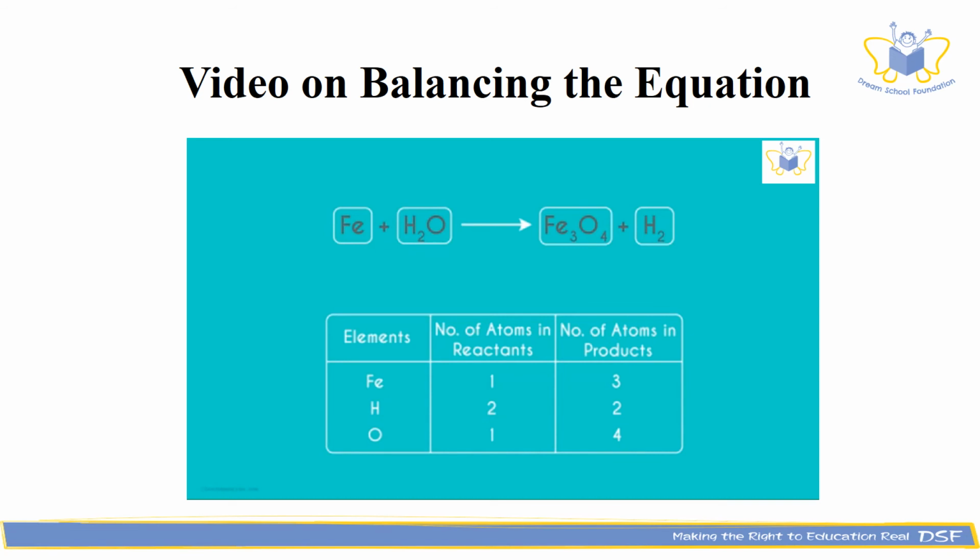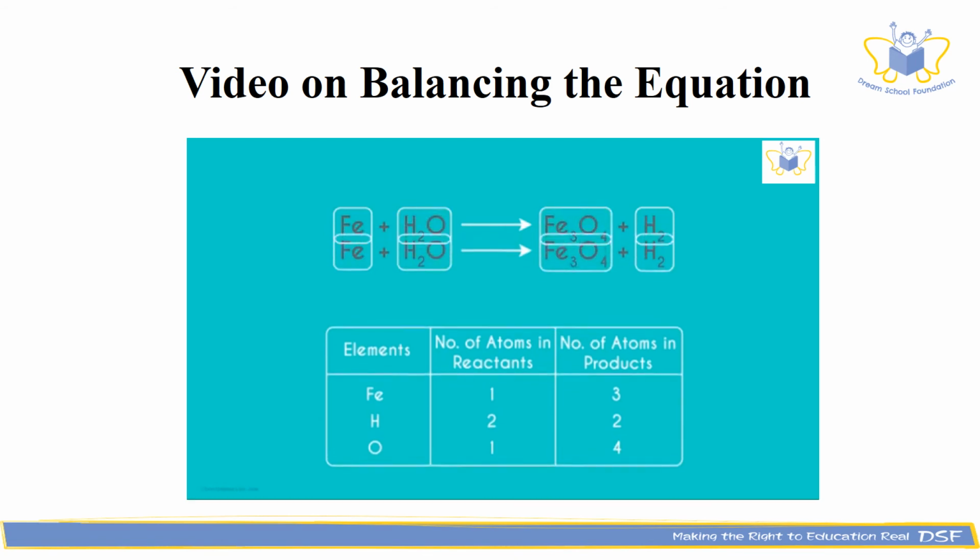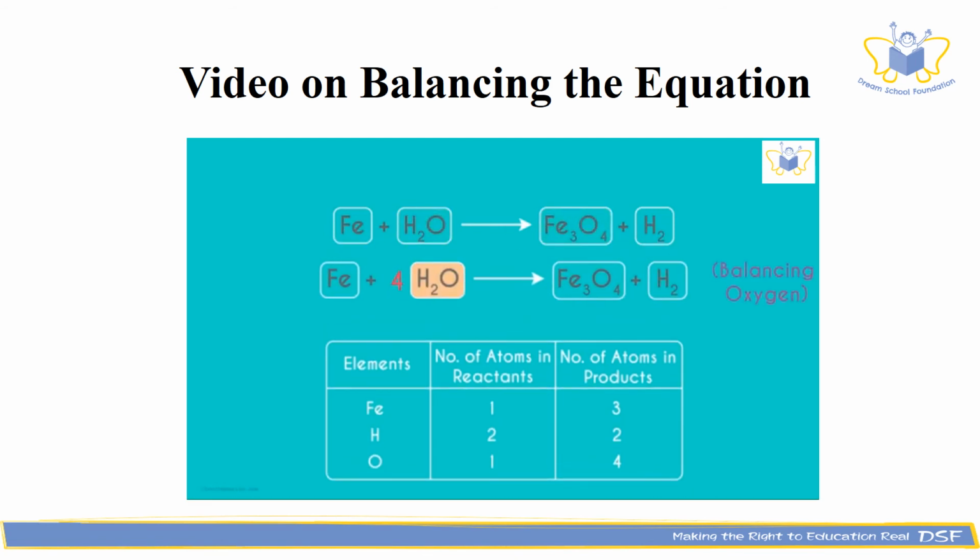Look for the atom which is maximum in number on any side. If we look at this table, the maximum number is 4 and it's on the right. Oxygen in this compound has 4 atoms. So our first aim will be to balance the oxygen atoms. On the right, it's 4 and on the left, it's 1. So to balance the number of oxygen atoms, we multiply this compound with 4. So the number of oxygen atoms on each side is 4 now.